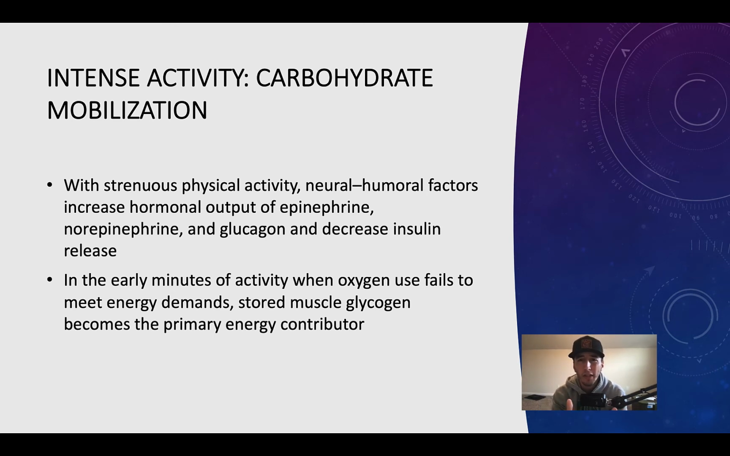In those early minutes of exercise, when we really need carbohydrate to be burning, it's going to be, I'm going to call it an anaerobic environment. It's not really an anaerobic environment because we have oxygen. It's just that the level that is needed of ATP is not quite there. So we're going to start burning through some of our stored muscle glycogen as soon as we start that onset of exercise to get that energy right then and there.